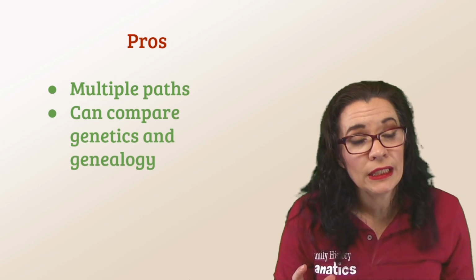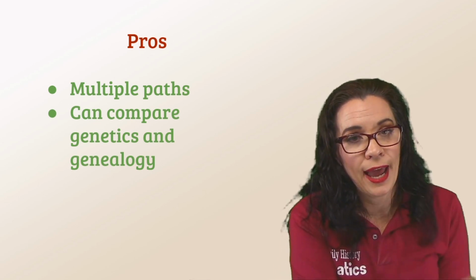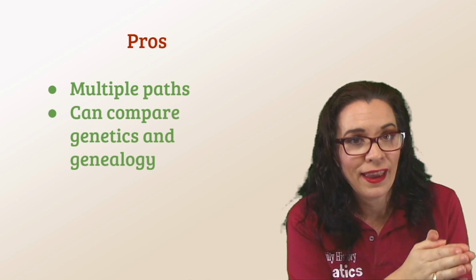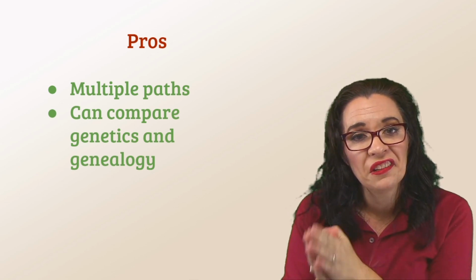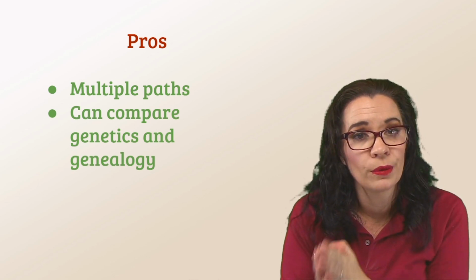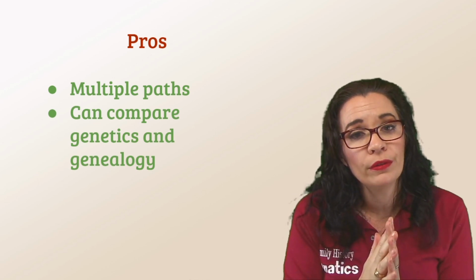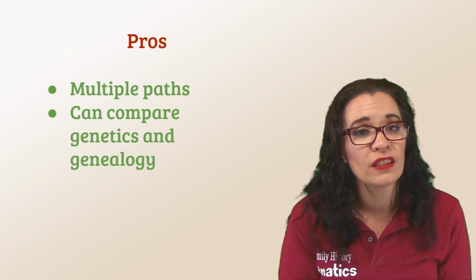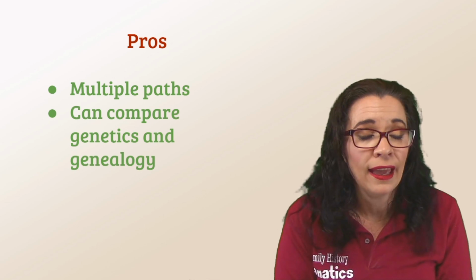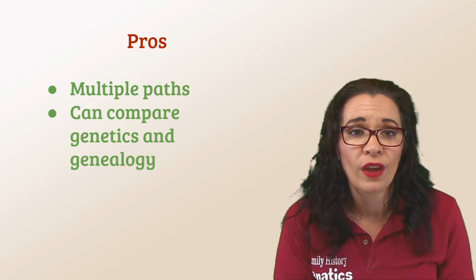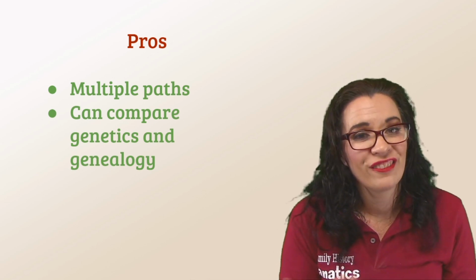Next, I really like that I can compare a genetic tree, the triangulation information, with the genealogical tree or genealogical records. Having both of them adds more confidence to the conclusions that you make and helps you determine whether your theories are valid.